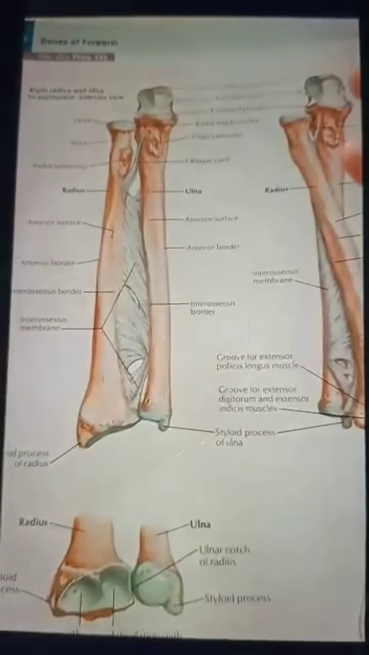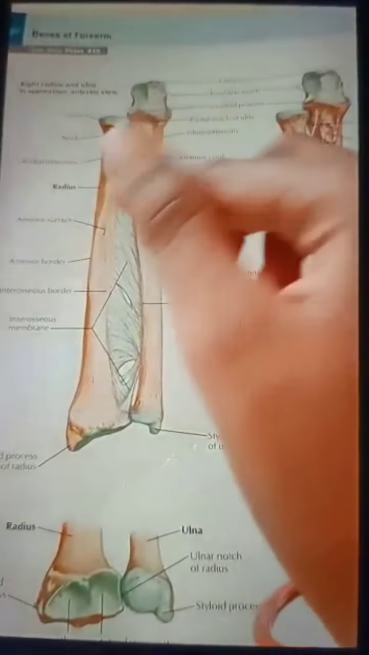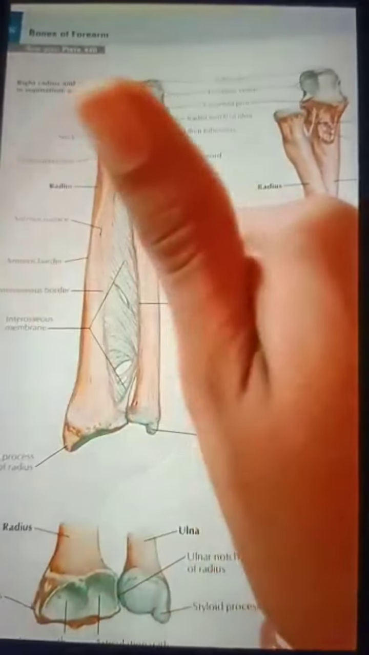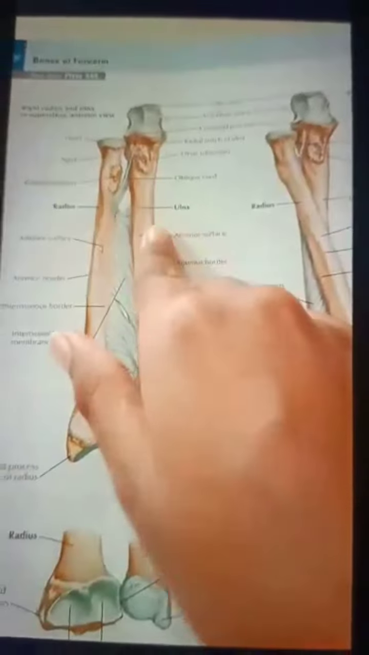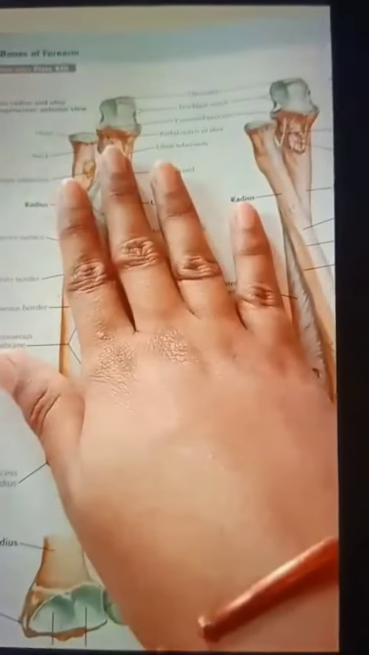And next let us see the pronation and supination. So the movement of the radius over the ulna. The radius only moves around the stationary ulna. Ulna is not moving, only radius is moving. So what is supination? Like this. This is a supination process and this is a pronation.